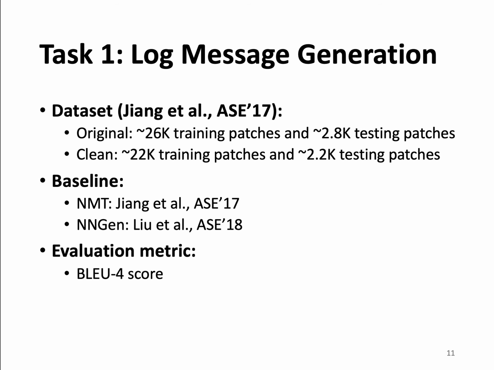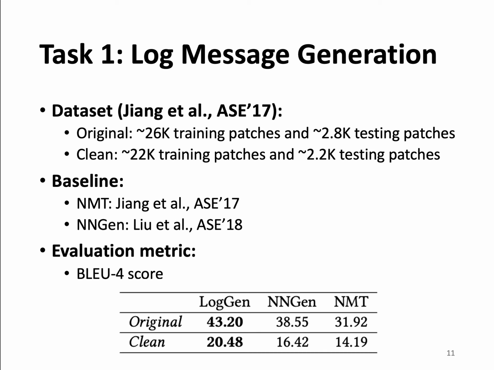In the first task, log message generation, to use CC2Vec for this task, we propose a new approach which is similar to the prior approach, NNGen. However, instead of treating each code change as a bag of words, our approach uses code change vectors produced by CC2Vec. And the results show that our approach outperformed NNGen by at least 4% on both the original and clean datasets.